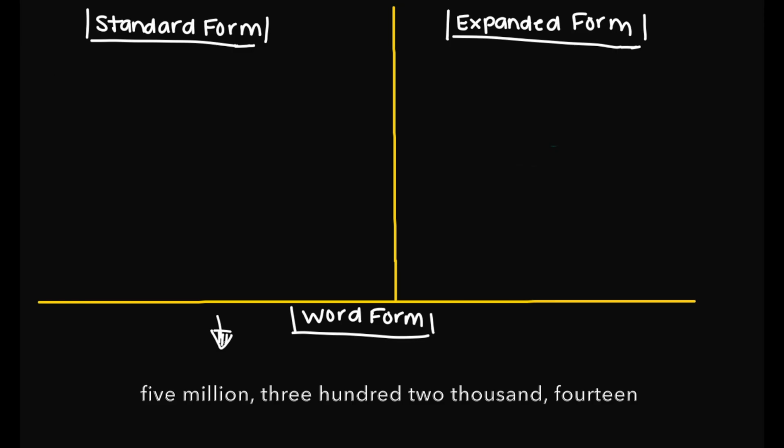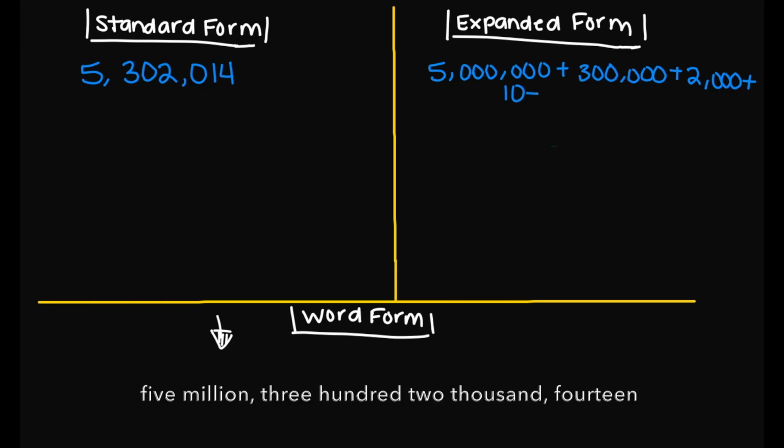5,302,014. If this is your word form, so you have 5,302,014. How would you write this in standard form? So your standard form is going to be, we said 5 million, then we have 302,014. So 0, and you put your 14, and this is your standard form here. If you were to expand this, you are going to get 5 million plus 300,000 plus 2,000 plus 10, and then plus 4. And this is your expanded form here.